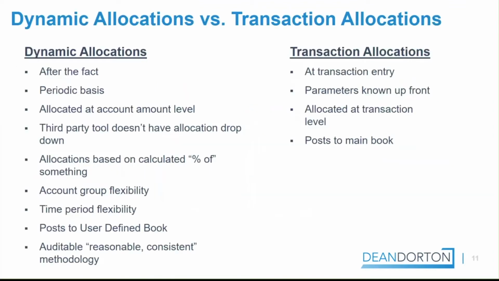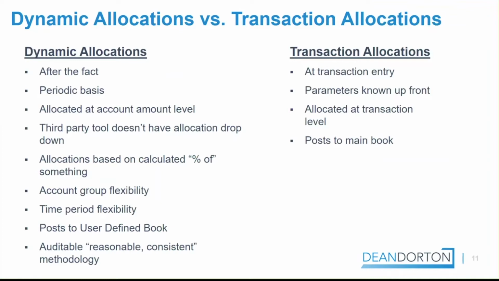Those of you working with Sage Intacct, which is everyone on this call, may be familiar with the concept of a transaction allocation. Transaction allocations exist in Sage Intacct as part of the core product. Those are when you're in screens such as your journal entries, bills, or AR invoices, and you have a drop-down to choose a predefined allocation. So those are allocations that you do at the time of transaction entry. You know the parameters of that allocation up front, and you're allocating at the transaction level.